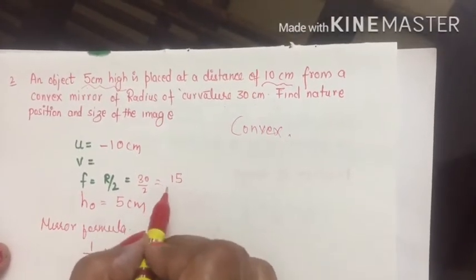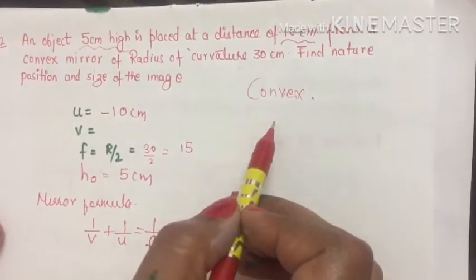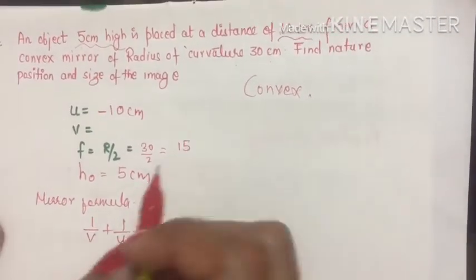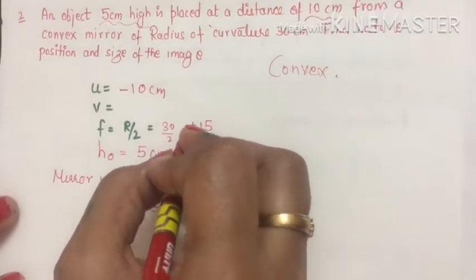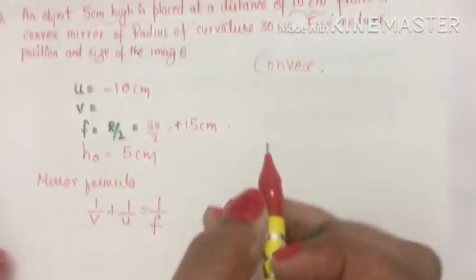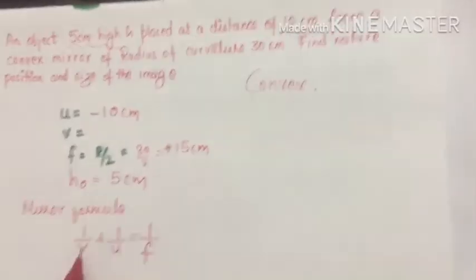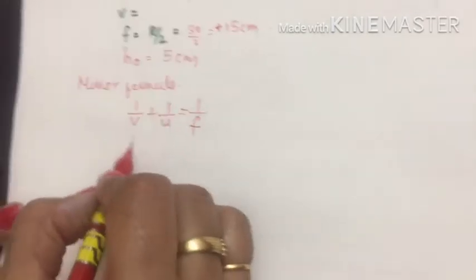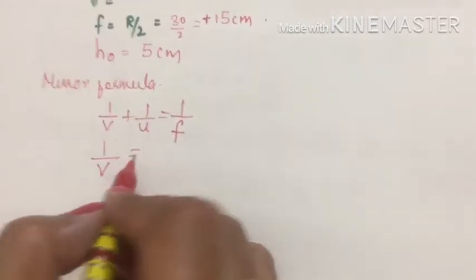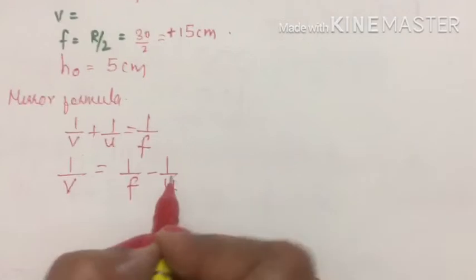Now the thing is whether it will be positive or negative. So for convex, the focus is behind the mirror. So this will be positive, 15 centimeter. Okay, now coming to the mirror formula. You know that 1 by v plus 1 by u is 1 by f. We need to find the position. So 1 by v will be 1 by f minus 1 by u.